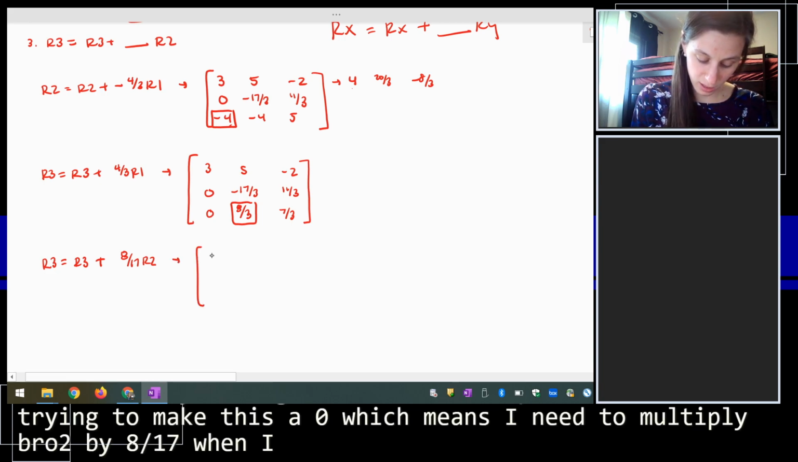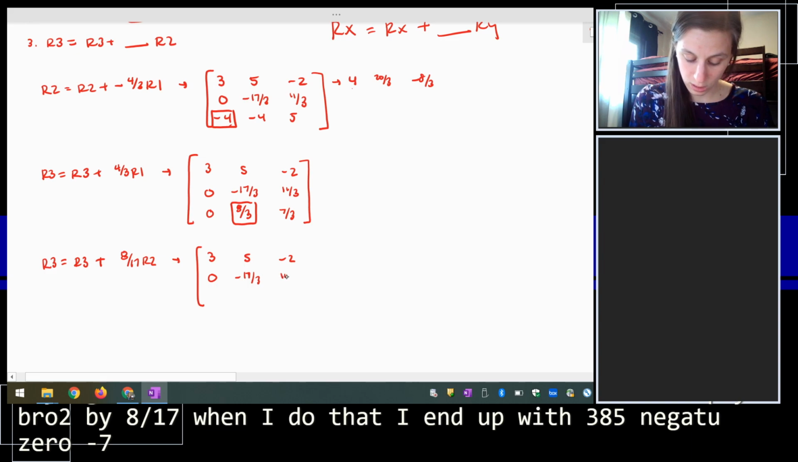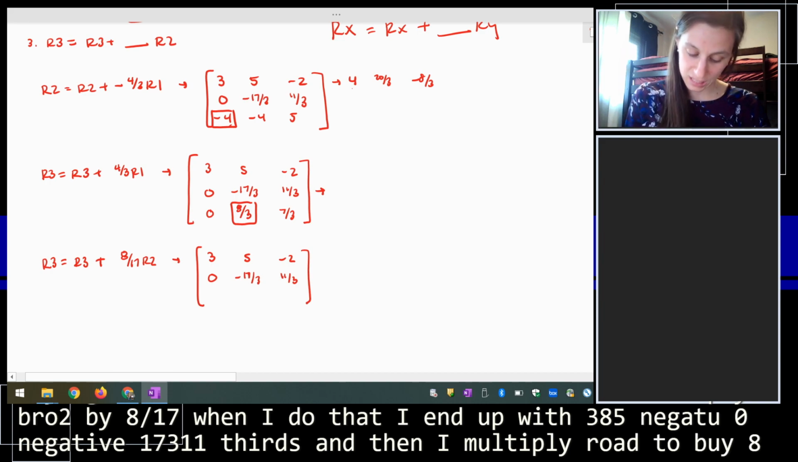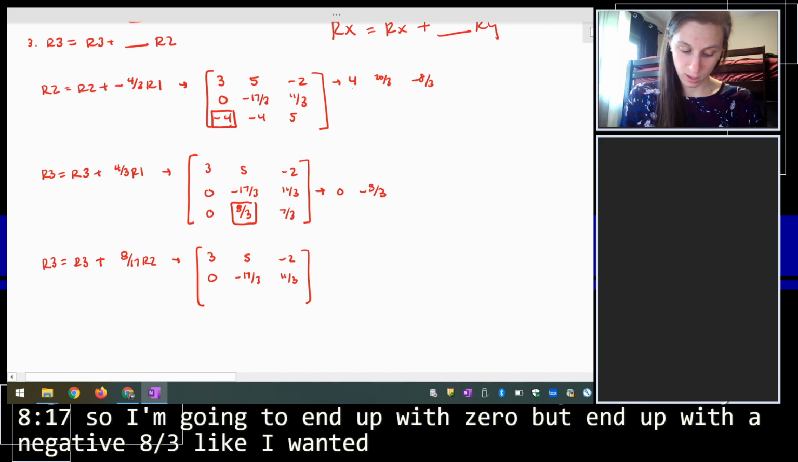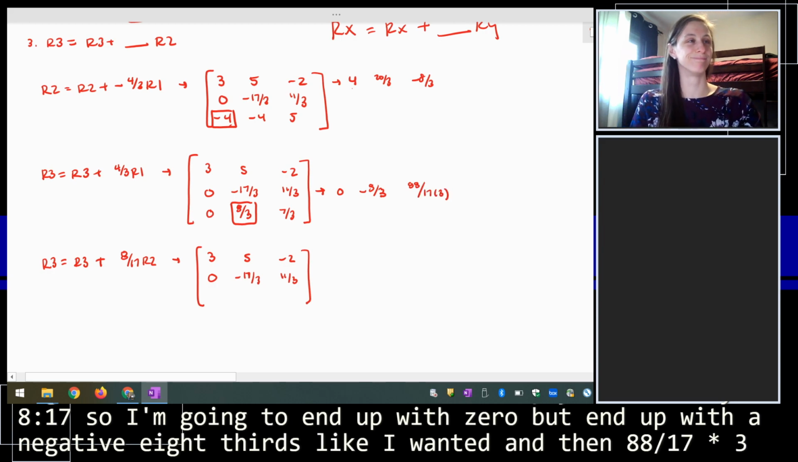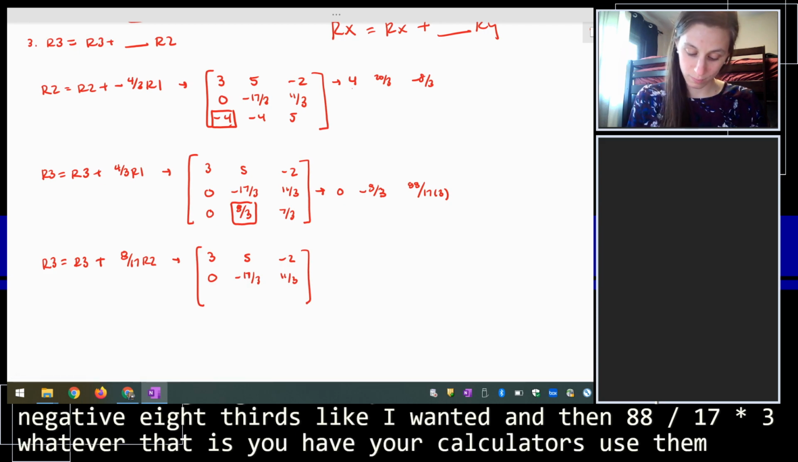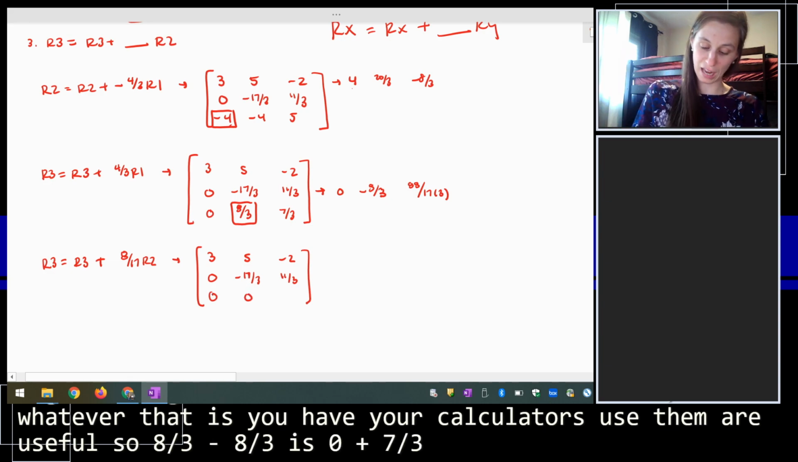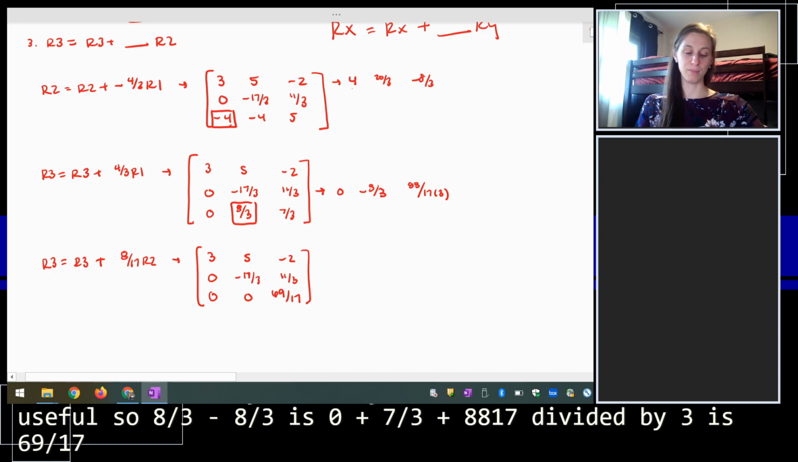When I do that, I end up with 3, 5, negative 2, 0, negative 17, 3, 11/3. And then if I multiply row 2 by 8/17, I'm going to end up with negative 8/3 like I wanted. And then 88 over 17 times 3, whatever that is. You have your calculators. Use them. They're useful. So 8/3 minus 8/3 is 0. And then 7/3 plus 88/17 divided by 3 is 69/17. So that's what I end up with.